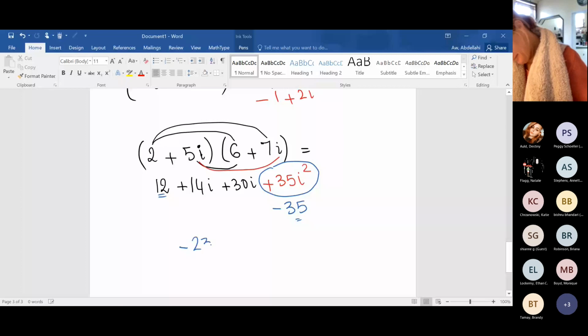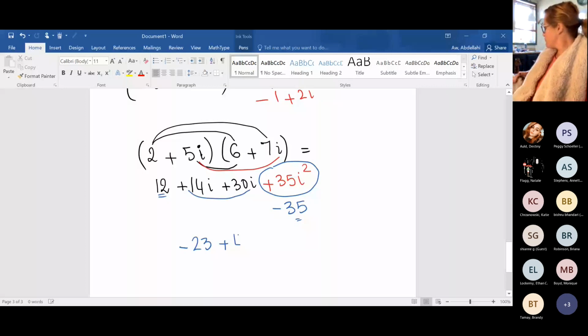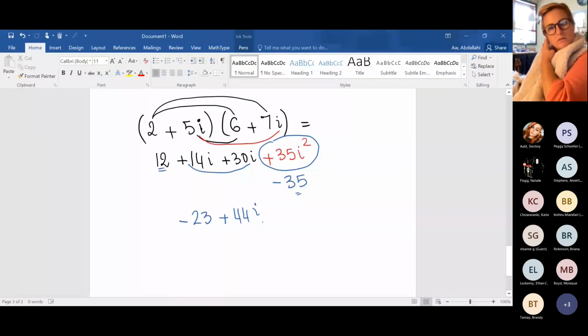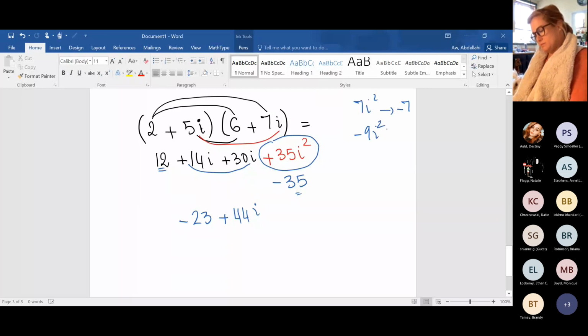And these two together, how much is going to be? 14i plus 30i, 44i. Do you see? Basically what i squared does, it transforms a positive into a negative and a negative into a positive. When you say 7i squared, it becomes what? Negative 7. When you say negative 9i squared, it becomes what? Positive 9, right? When you say negative i squared, this one is a little bit more tricky. It becomes what number?